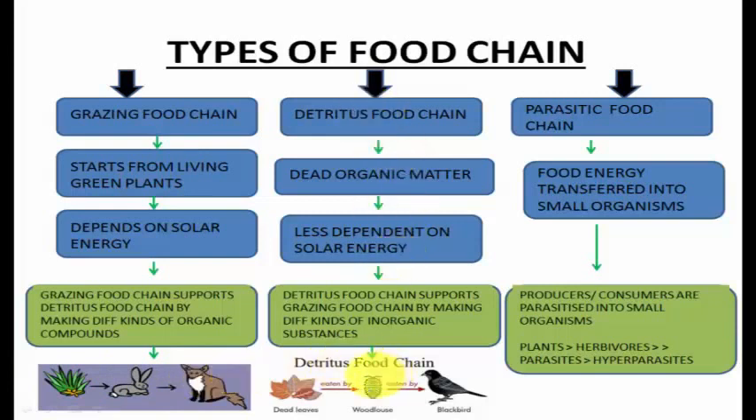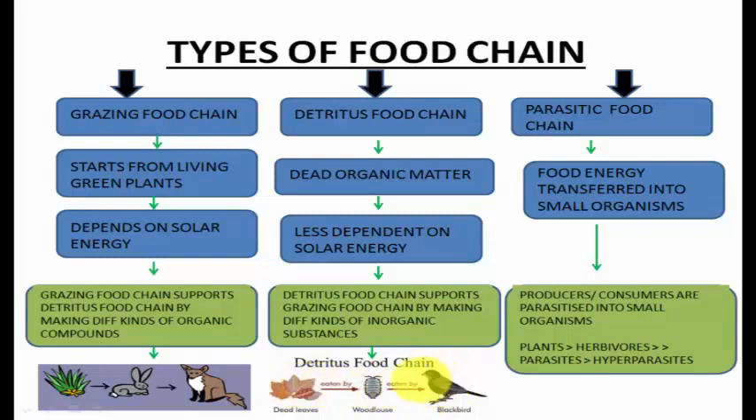However, the detritus food chain, I said, is very common in forests. So what happens in a forest? The dead leaves which have already fallen off from the trees will decay, and these will be eaten by small insects, right? And again these insects will be eaten by this blackbird.